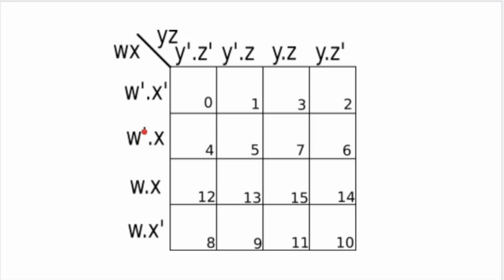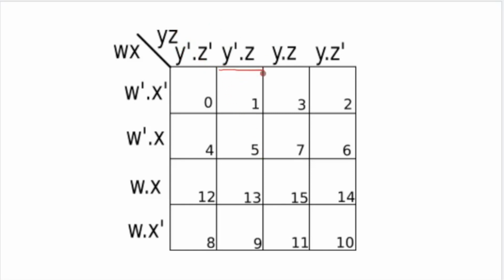Cell 5 is W complement X and Y complement Z. The cells adjacent to cell 5 are 4, 1 and 7. Now let us consider these 2 cells, for example. In these 2 cells, that is cells 4 and 5, W complement X is common to both, but if you see this axis over here, Y complement is the same but Z is changing state.